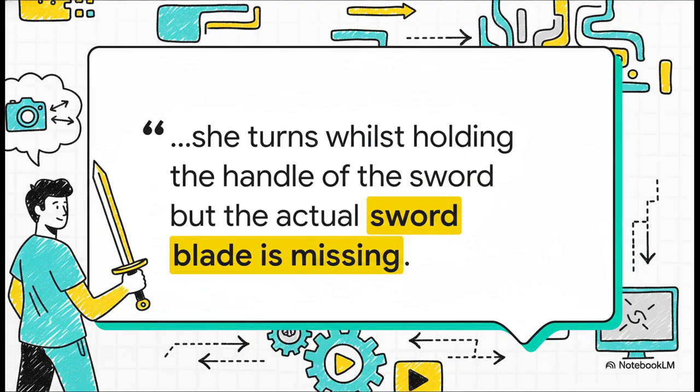This example right here perfectly highlights the gap between what you ask for and what the AI gives you. Even with a really clear instruction, complex actions can be tough for the model. Here it understood the handle, but the blade just wasn't there. It shows that the AI doesn't truly understand the physics of how objects work in the real world.